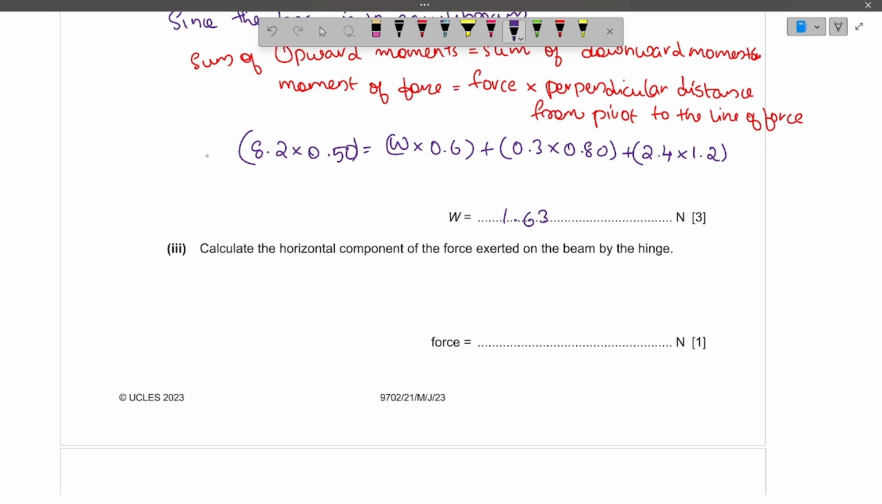Then the next question in this 2A part, third question: calculate the horizontal component of the force exerted on the beam by the hinge. The one thing that I told you before solving this question is that this beam is in equilibrium, which means that the forces are balanced. If there is a downward force, it must be balanced by an upward force. If there is a right hand side force, it must be balanced by a left hand side force. So here you need to find out the horizontal component, not this vertical.